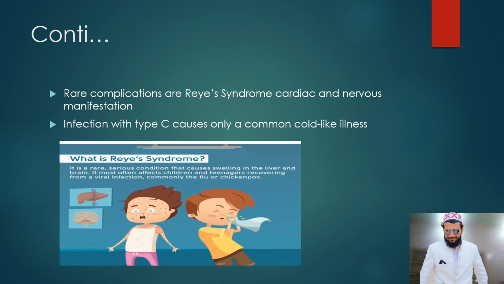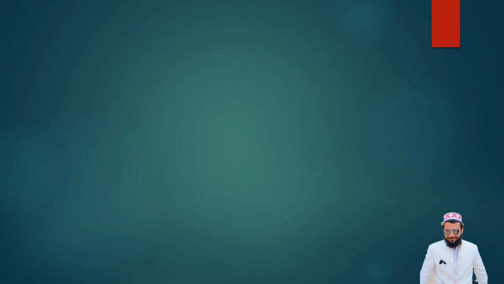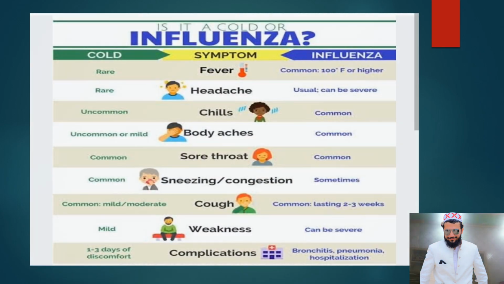What is Reye's syndrome? It is a rare serious condition that causes swelling in the liver and brain. In most cases, it affects children and teenagers recovering from a viral infection, commonly the flu or chickenpox. The symptoms of influenza virus include neurological, respiratory, gastrointestinal, musculoskeletal, and cardiac symptoms.